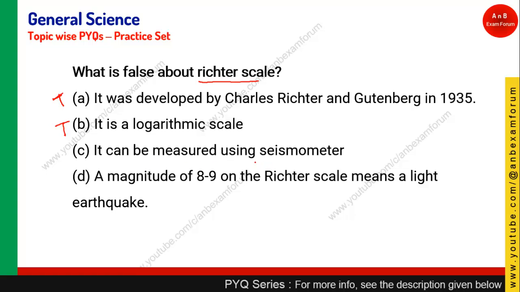It can be measured using seismometer. Yes, seismometer gives the value, and the Richter scale converts it into a logarithmic scale to find the intensity of the earthquake. A magnitude of 8 to 9 on the Richter scale means light earthquake. This is wrong. This is false. Why? Because 8 to 9 magnitude is a very high intensity earthquake. Okay. So those who have given option D, they are right.